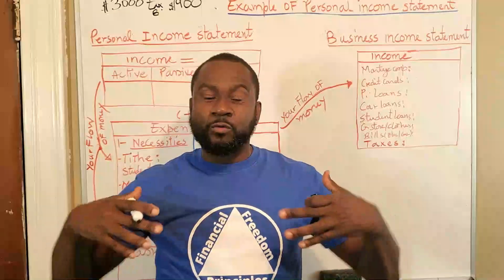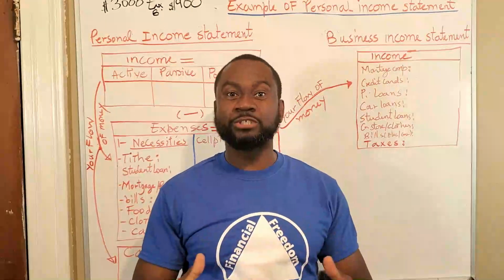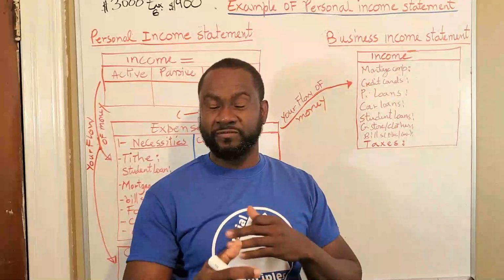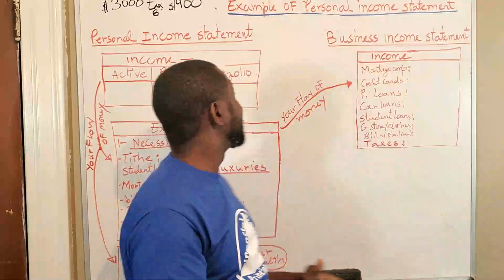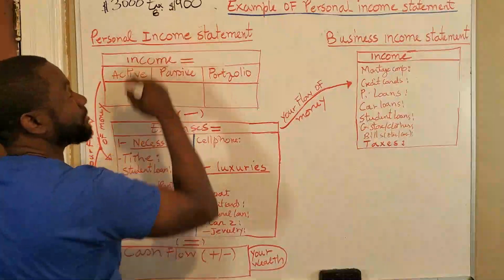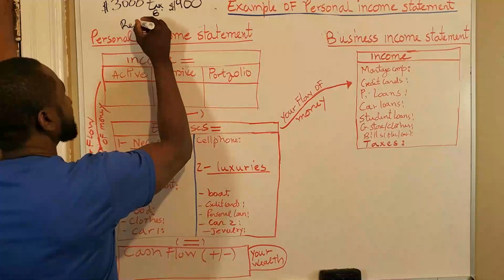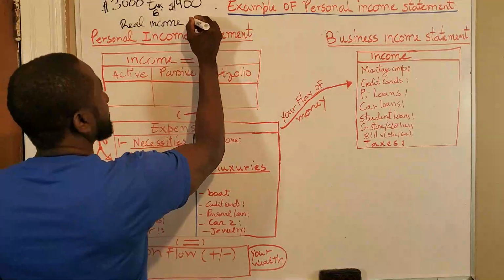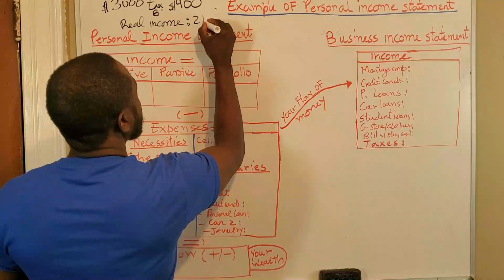And what's left is your take-home pay. This is what you get after they remove taxes. Your employee, if you are the employee, once you finish paying taxes and everything, this is what's left is your real income, right? That's the real income, real cash. Okay, so that's $2,100.